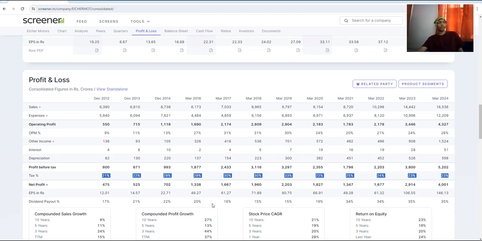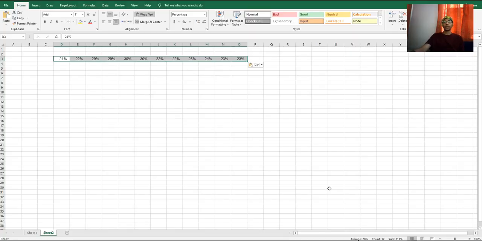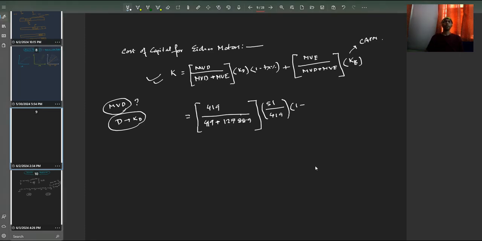or we can do one thing, we can put it in Excel and take the average. Let us do that. So the average is coming 26%. Average is 26%. So we'll use that. 1 minus 0.26. The first expression, we have all the values put in here. We just need to calculate it. Now for the second one.